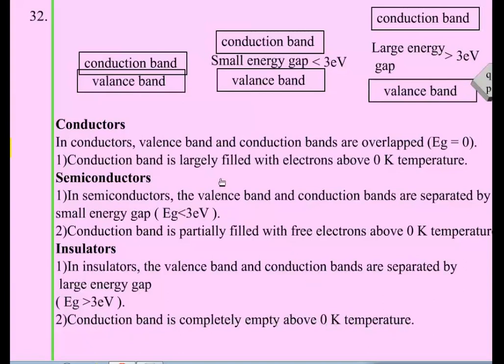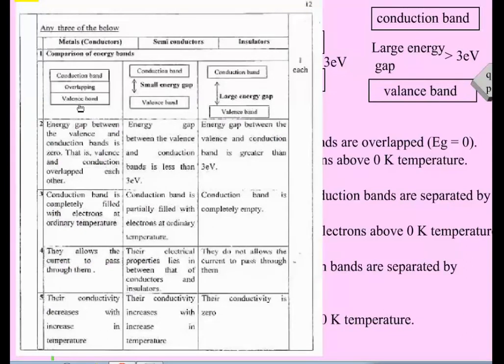So here the scheme of valuation is like this. Look here, for every point 1 mark. Formation of energy band, it is 1 mark. For this diagram 1 mark, and for 3 differences 3 marks. 3 plus 2, 5 marks.